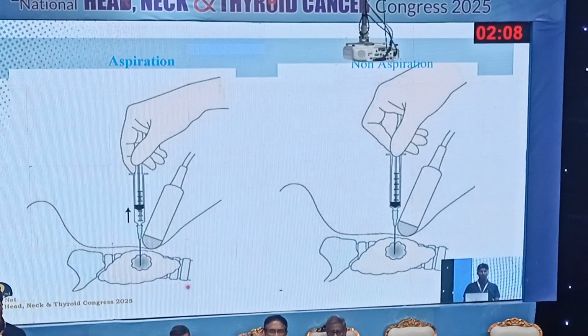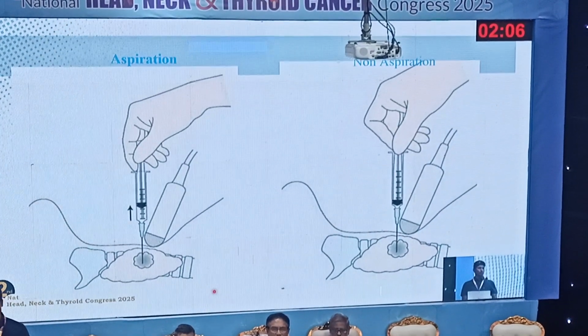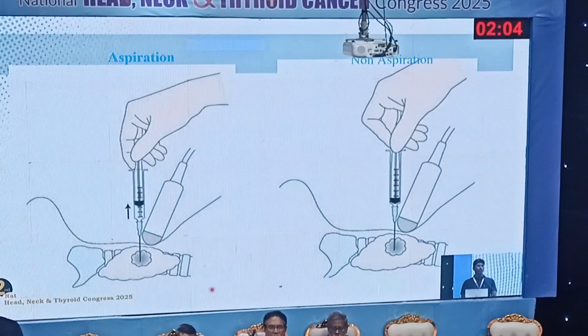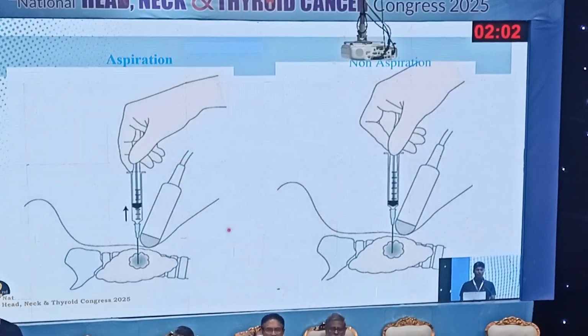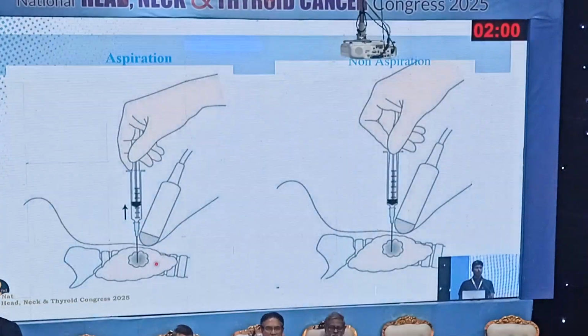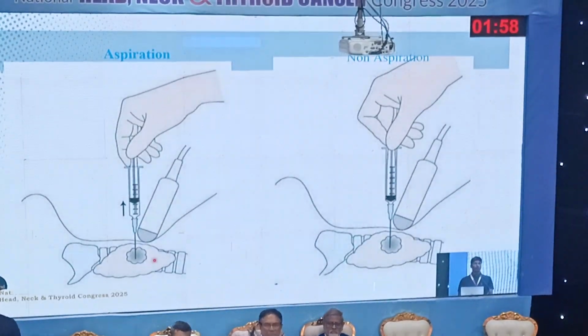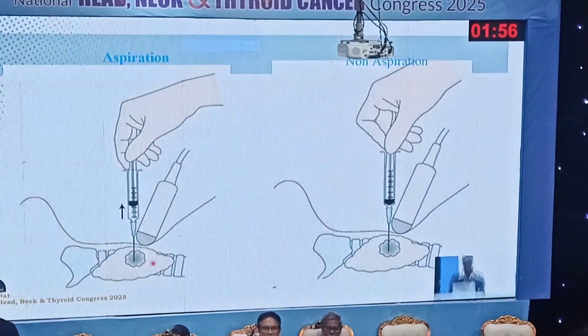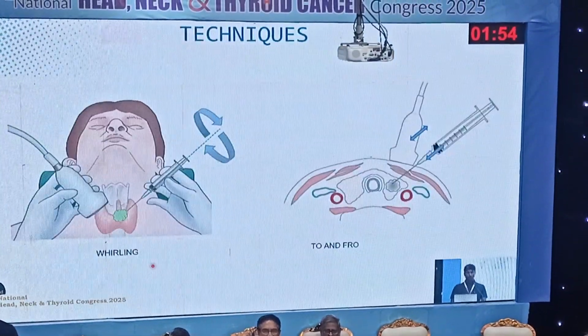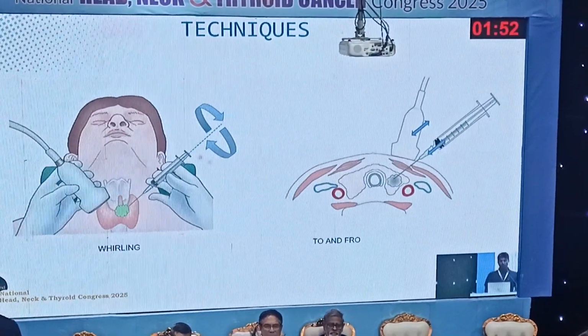So aspiration and non-aspiration technique. Non-aspiration is recommended. You need not aspirate. Negative suction is not required. So just put in a needle, pass 3 times, and then take it out. The sample will be there. With the capillary action, you will get the cells.